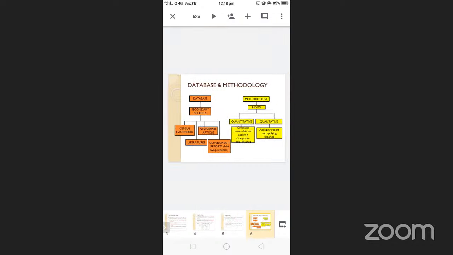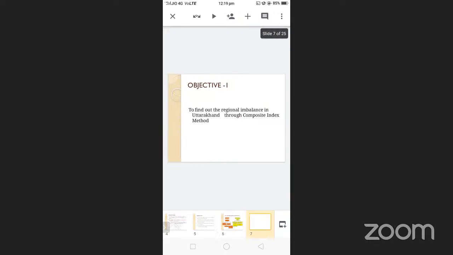The database and methodology are as follows. The data source is purely secondary in nature, involving census handbook, newspaper articles, literature, and government reports like Niti Aayog and all. The methodology is mixed, quantitative and qualitative in nature. Quantitative approach involves applying composite index, and qualitative is analyzing reports and theories. Moving towards our first objective.